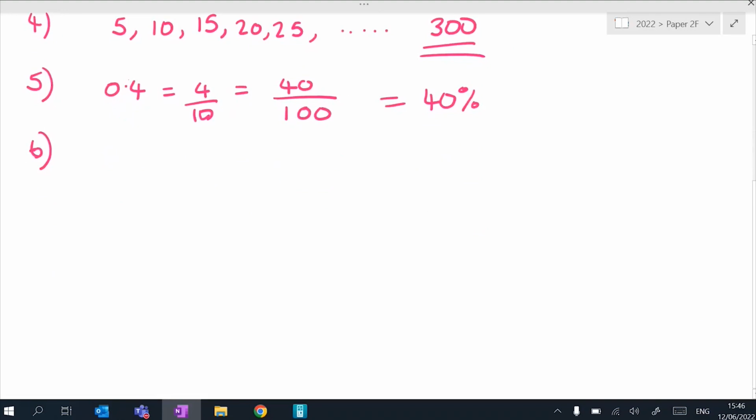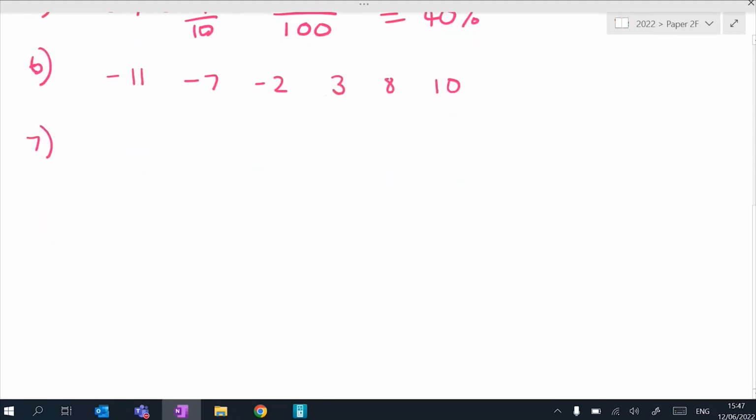Okay, number 6. I want to order these numbers. So my negative numbers, I've got -11, -7, -2. And then my positive numbers, I've got 3, 8, and 10. Easy peasy.